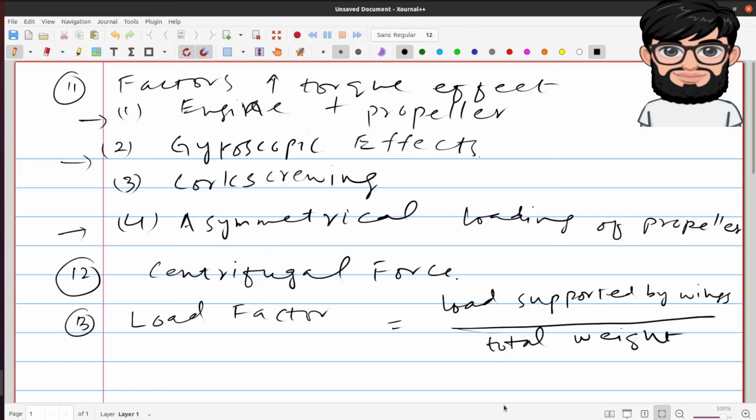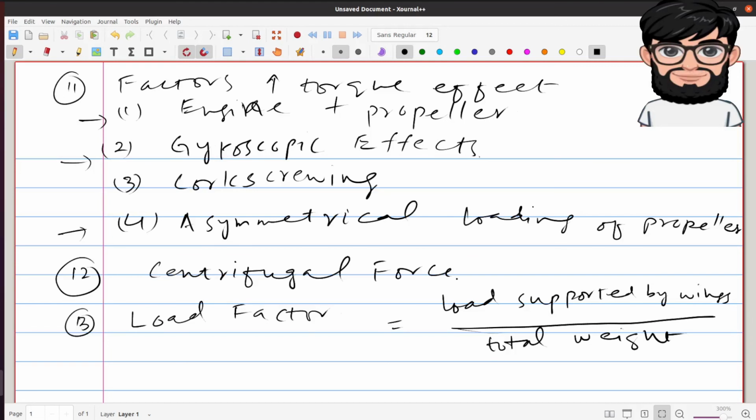So it can be expressed as the ratio of a given load to the pull of gravity, right? To refer to a load factor of 3 as 3 G's: in this case, the weight of the airplane is equal to 1 G, and if a load of 3 times the actual weight of the airplane were imposed upon the wing due to curved flight, the load factor would be equal to 3 G's.